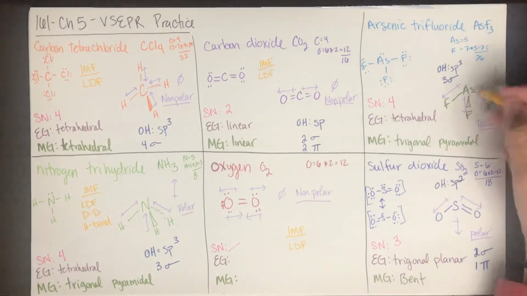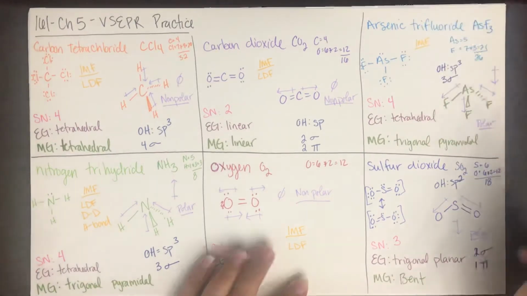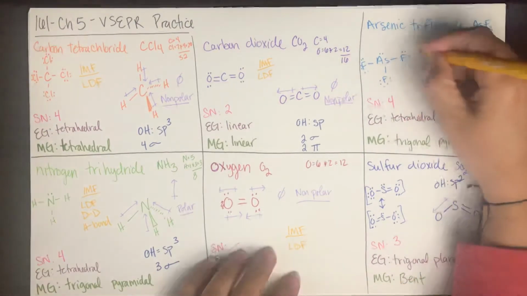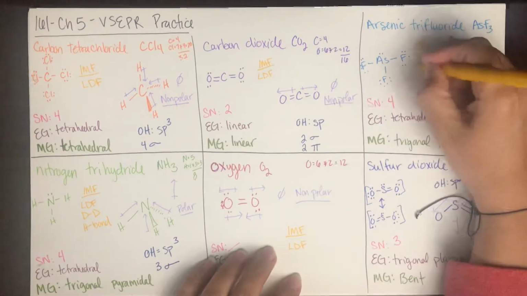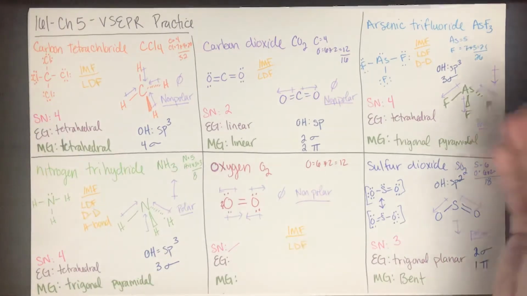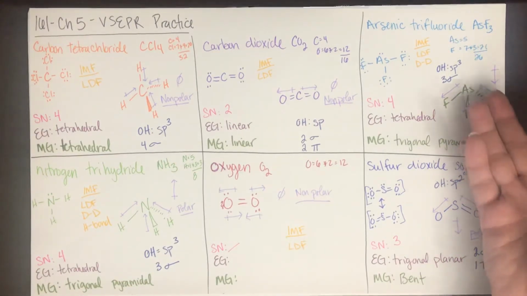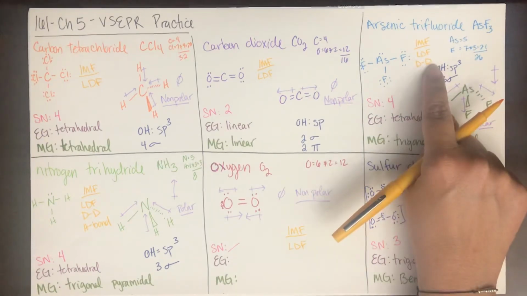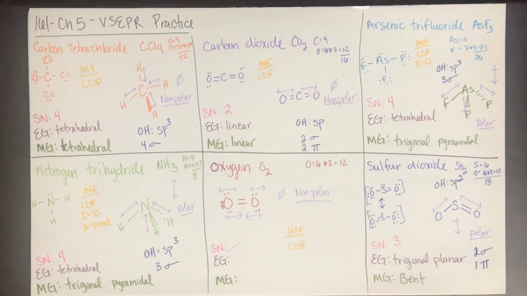How about arsenic trifluoride? Well, it is polar, so it has London dispersion forces and it has dipole-dipole interactions. Does it have hydrogen bonding? No, because it does not have a hydrogen bonded to an oxygen, nitrogen, or fluorine. So it has 2 types of intermolecular forces, London dispersion forces and dipole-dipole interactions.